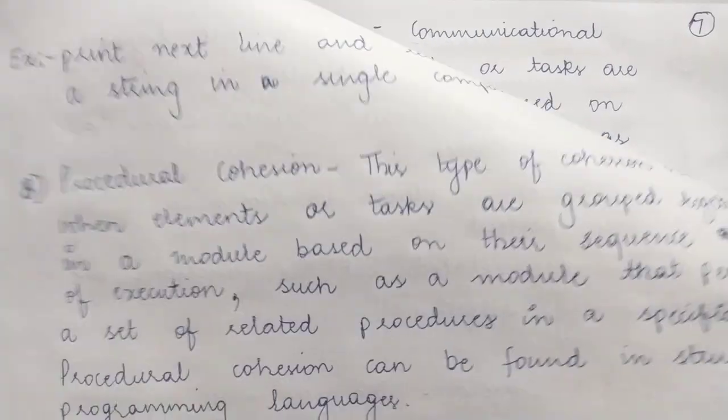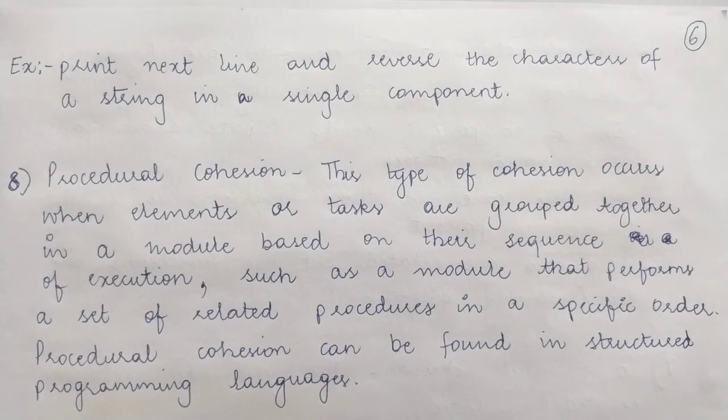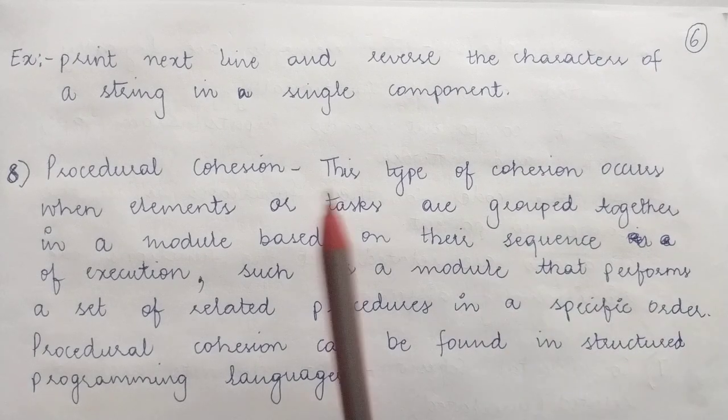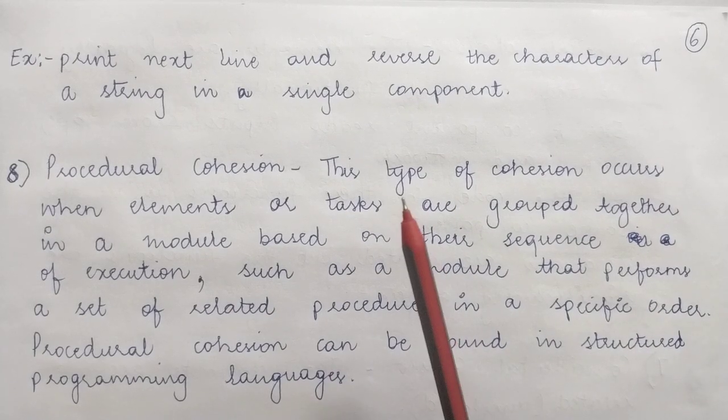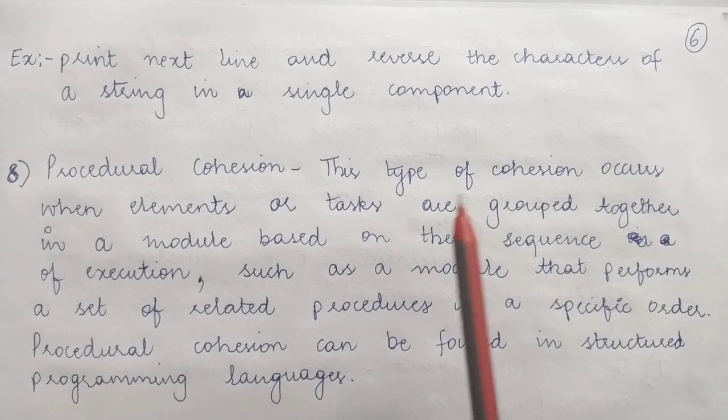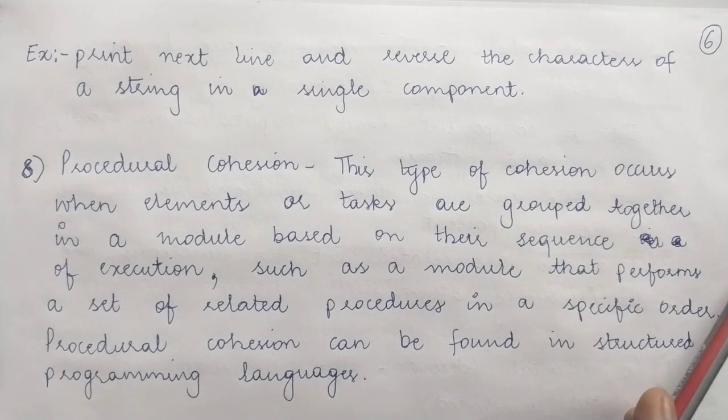For coincidental cohesion, the best example is that when you print next line and reverse the characters of a string in a single component, that you can consider as an example of coincidental cohesion.